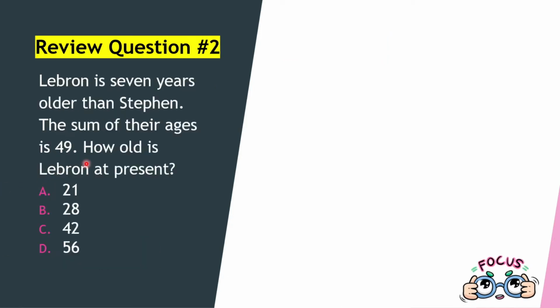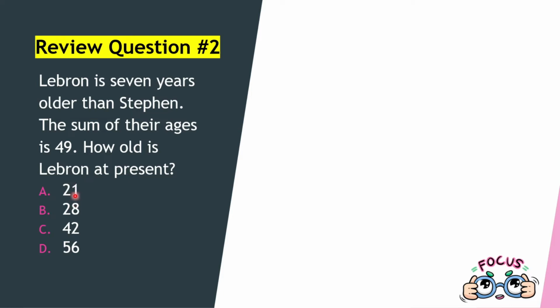Lebron is 7 years older than Stephen. The sum of their ages is 49. How old is Lebron at present? So this is an example of age problem. So we can actually solve this problem using the idea of backward method na tinatawag natin. So i-assume natin na yung itong mga ages na to ay it's either si Stephen or si Lebron.